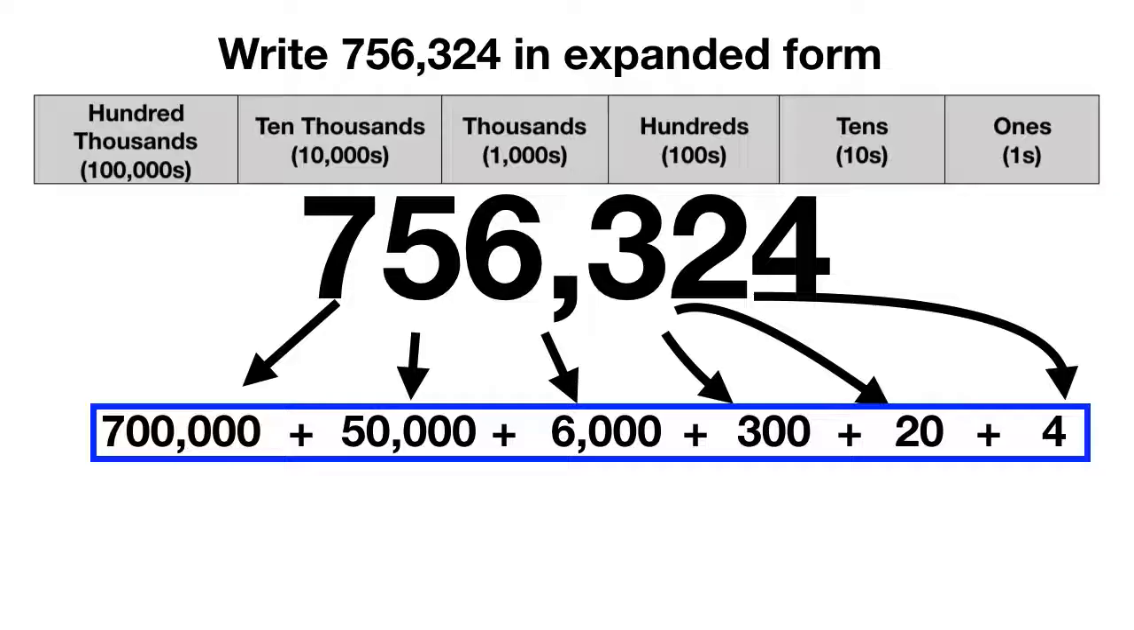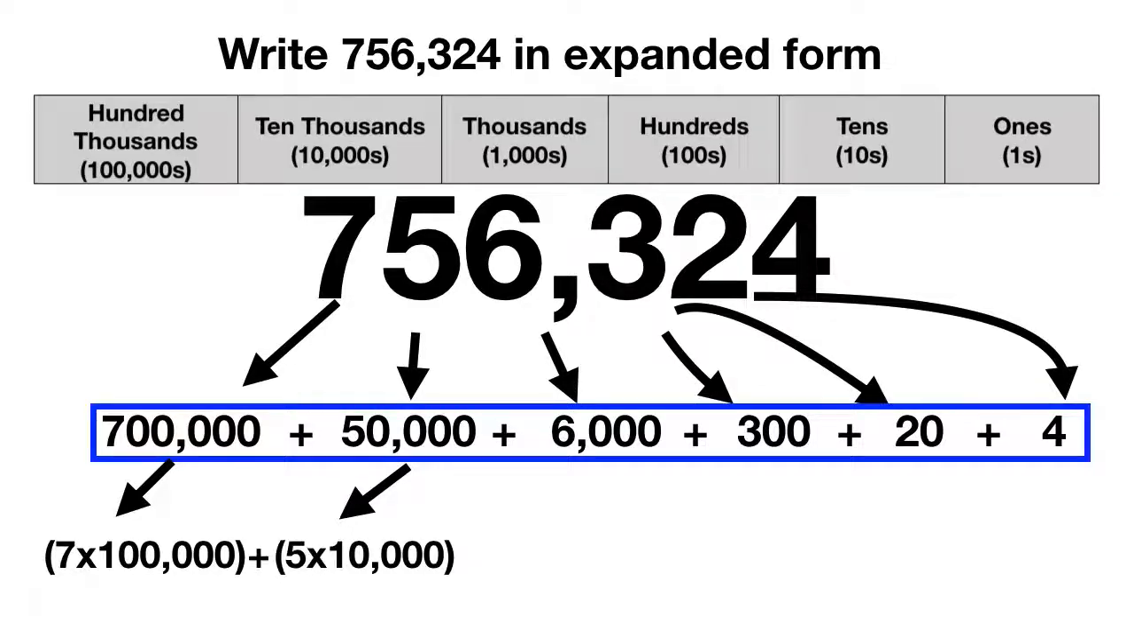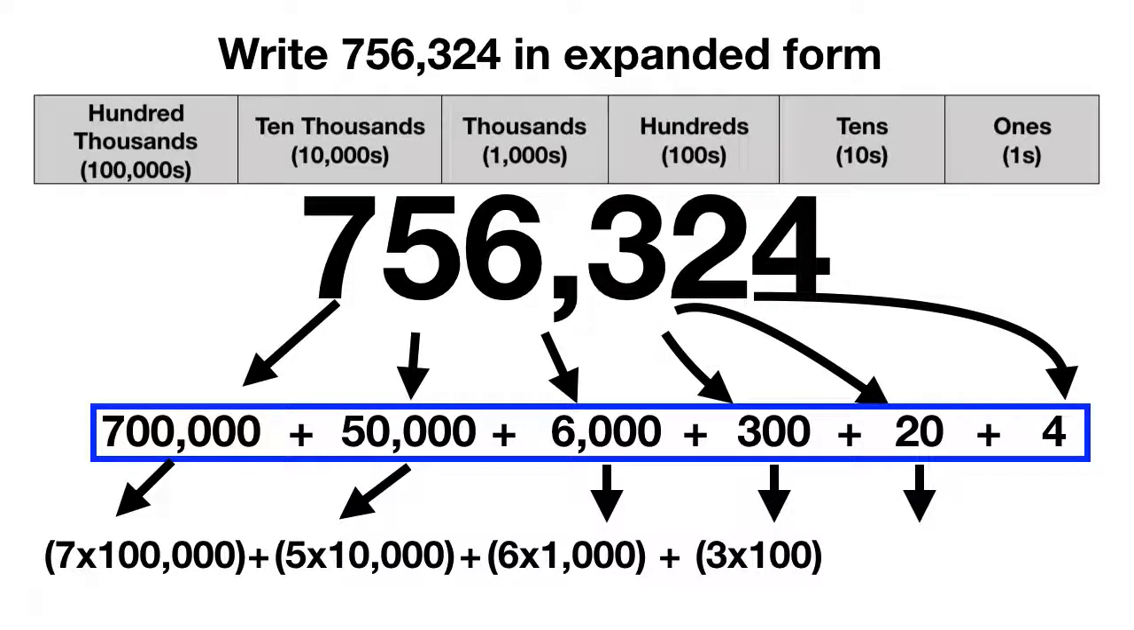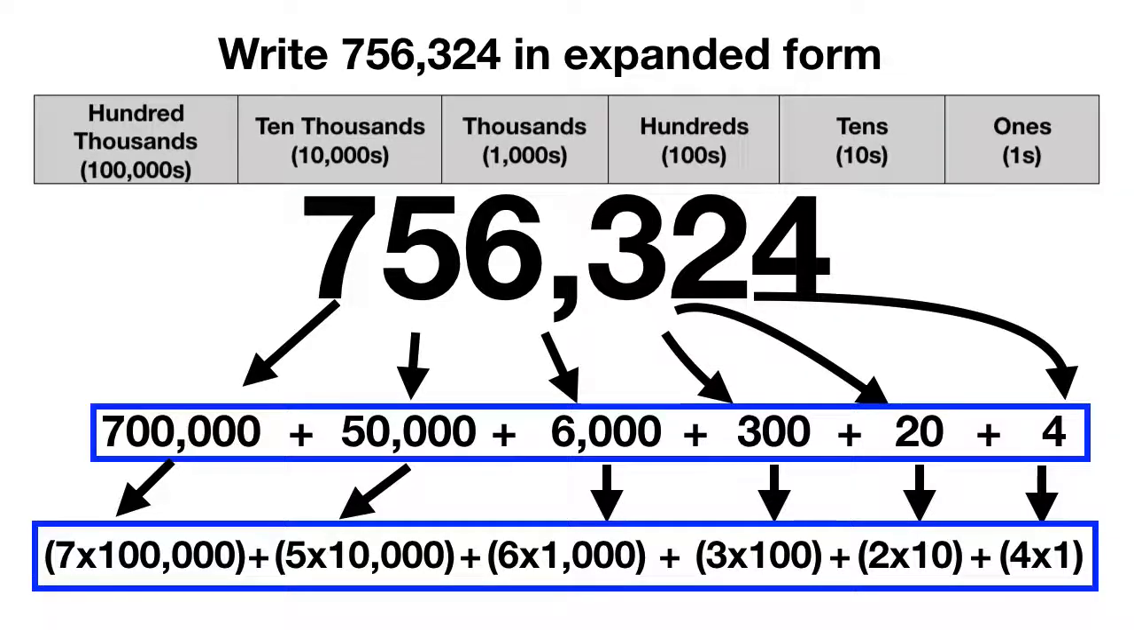Well, you have to break up each piece. 700,000 is 7 groups of 100,000. 50,000 is 5 groups of 10,000. 6,000 is 6 groups of 1,000. 300 is 3 groups of hundreds. 20 is 2 groups of 10. And 4 is 4 groups of 1. This is the other way of writing this number in expanded form.